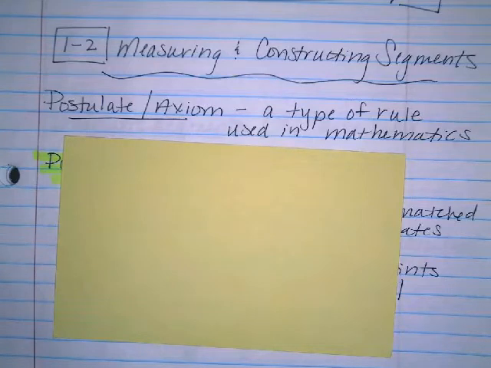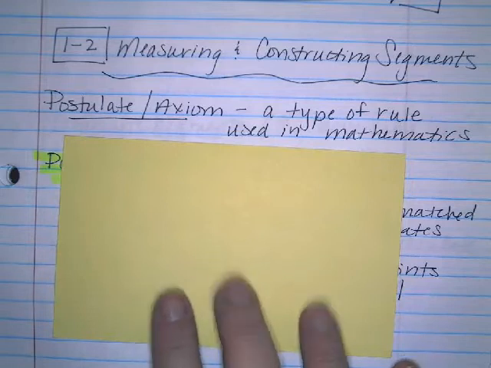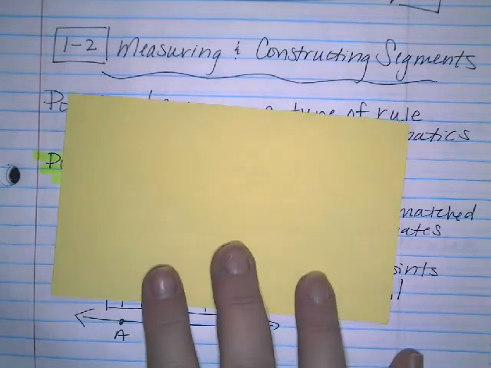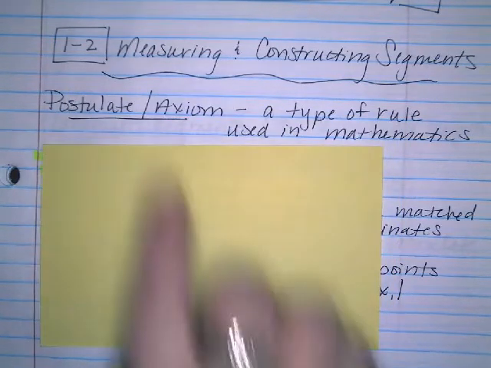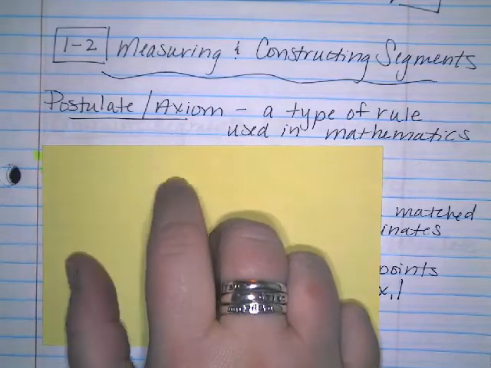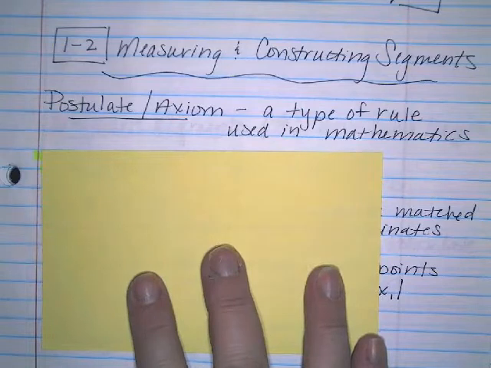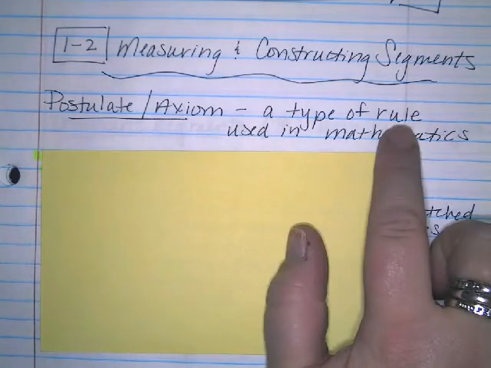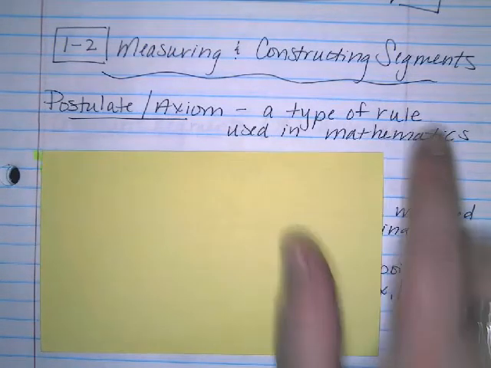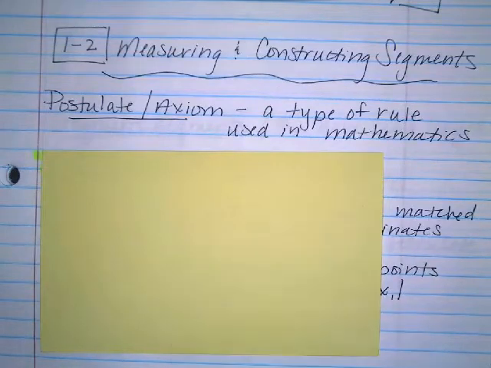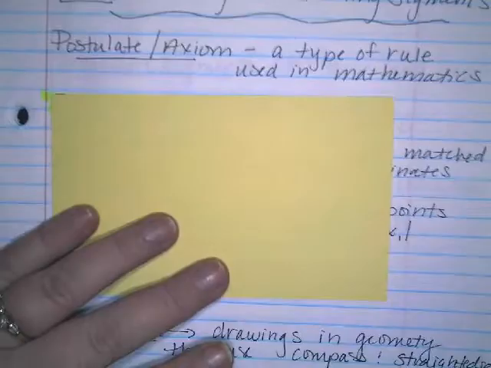Our next section in geometry, section 2, is looking at measuring and constructing line segments. And the first piece to know and understand is this whole word of postulates and axioms. They're going to mention them quite a few times, and really all they are is types of rules that we use in mathematics and in geometry. So when they say a postulate, they're just talking about a rule.